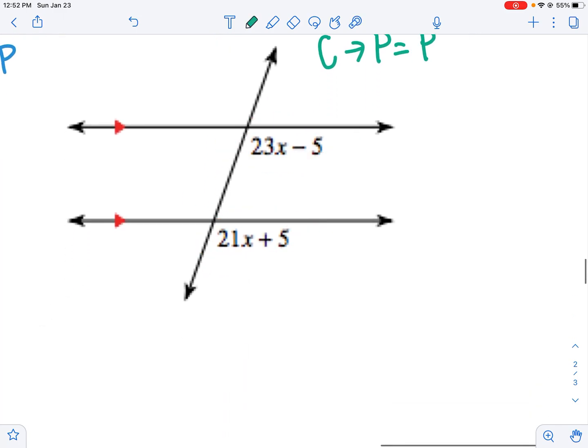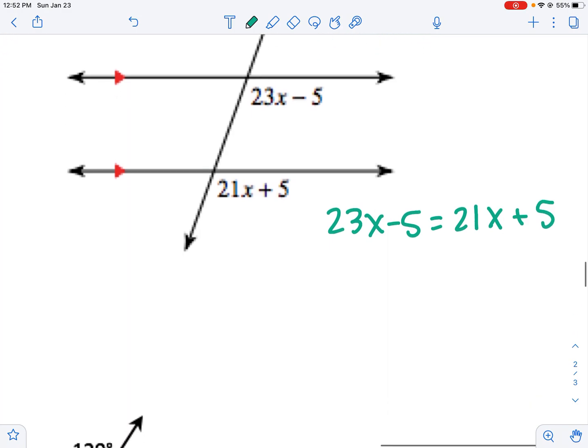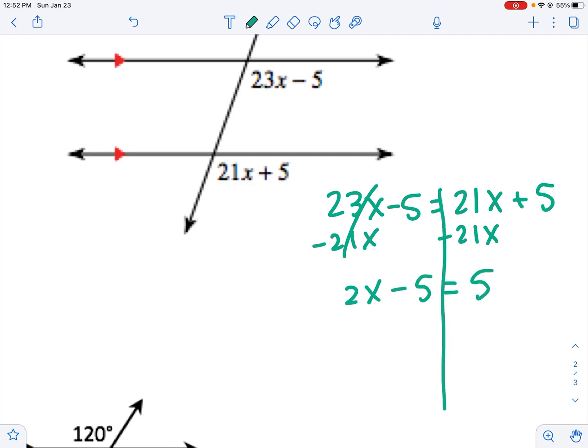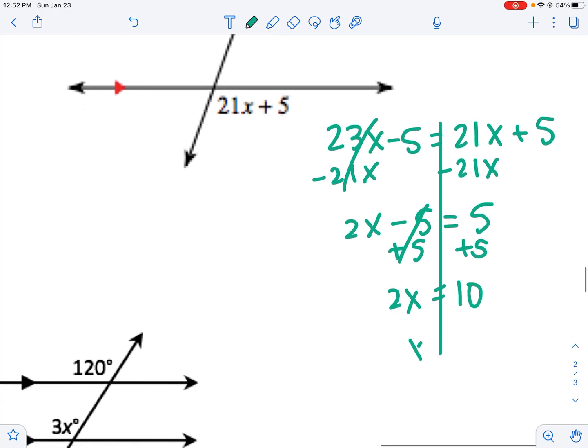So all I'm going to do is set those parts equal to each other. So I have 23x minus 5 equals 21x plus 5. To get the letter on the left, I'm going to subtract 21x from 23x. So I have 2x minus 5 equals 5. And then from there, I'm going to add 5 to both sides, trying to get x by itself. So 2x equals 10, which makes x equal 5.